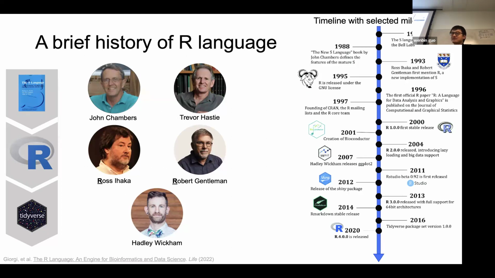But this language is kind of dead right now. It's too old. But later, two gentlemen, Ross and Robert, tried to adopt the legacy of the S language and invent R. So have you ever thought about why R is called R?